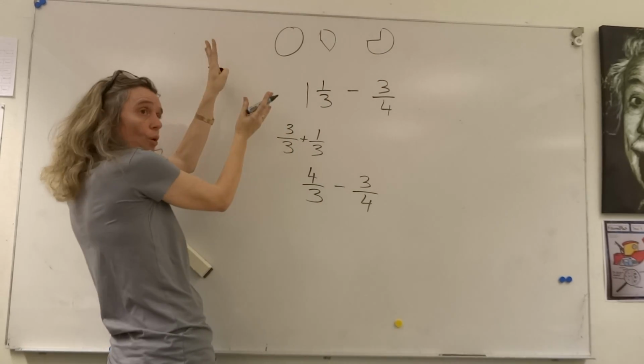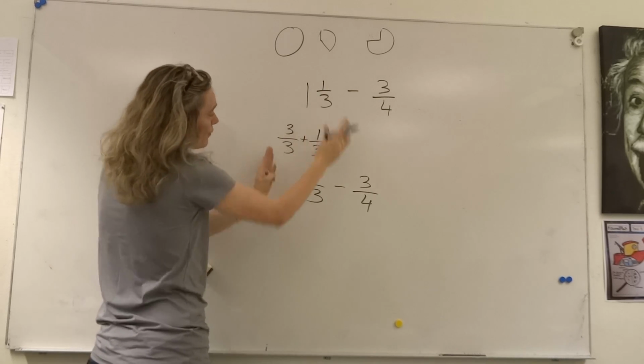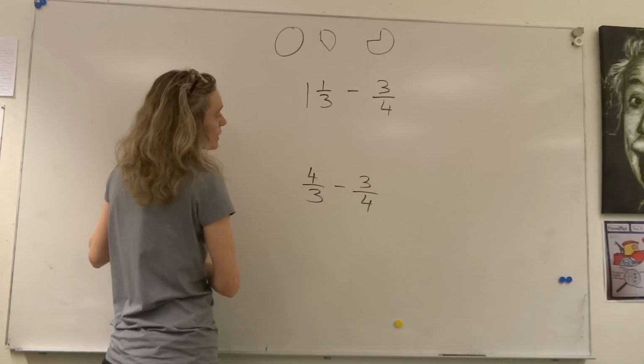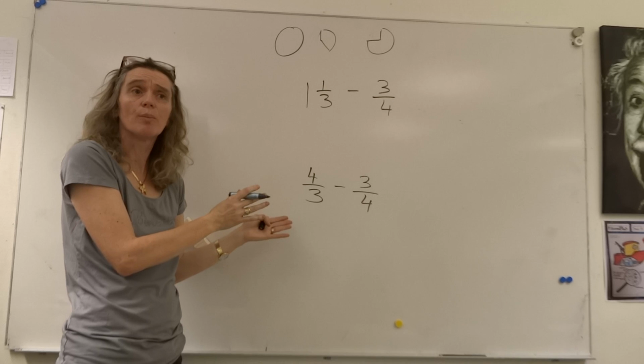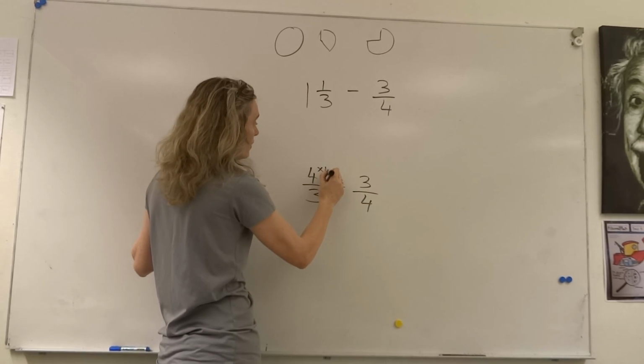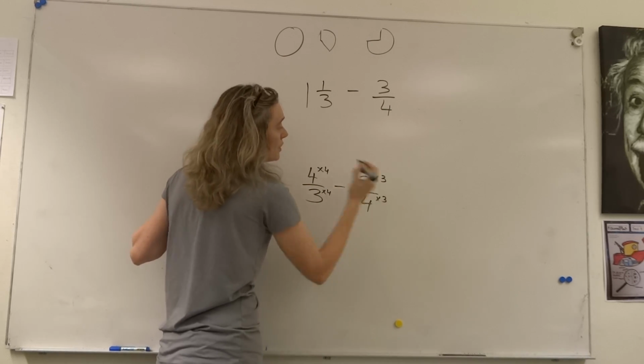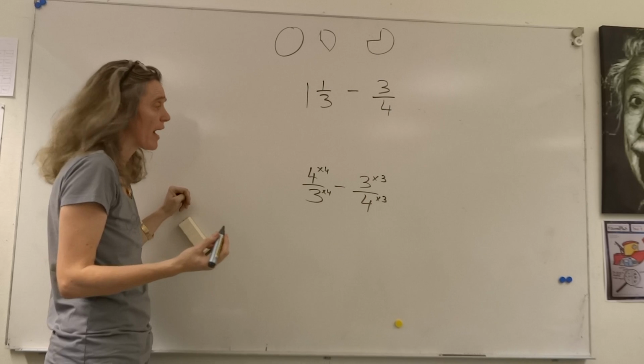Now we've got more here than we have here. We can easily do the subtraction. So convert it to 4/3 minus 3/4. Then we don't have the same denominator. So multiply this side by 4, top and bottom, and this side by 3, top and bottom, to turn it into equivalent fractions.